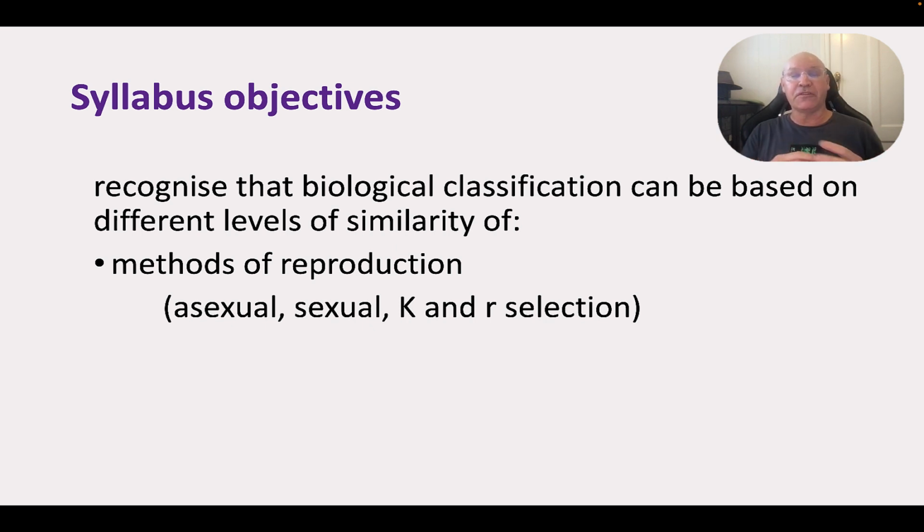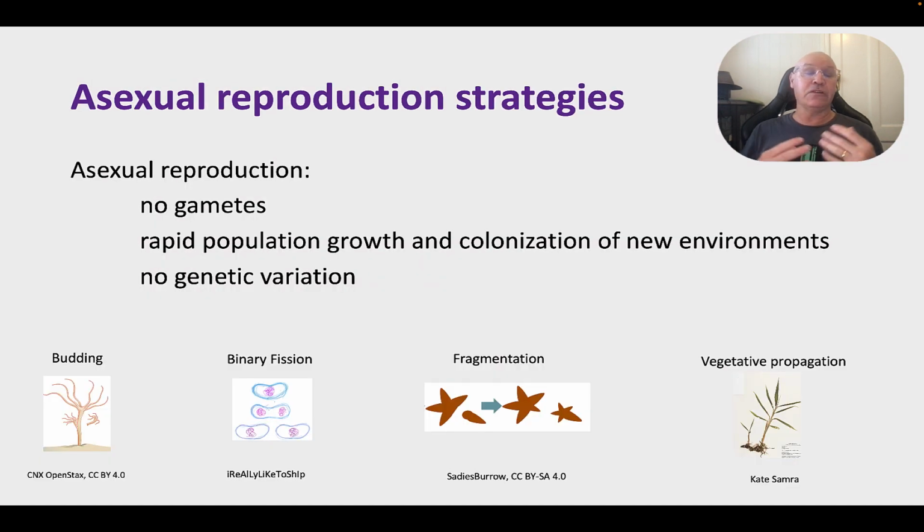And for it to be able to survive in this niche, it needs to have strategies. And one of the ways in which it can exploit its niche is through the way that it reproduces. So this video is all about strategies that species use to be able to reproduce. So let's firstly look at asexual reproduction.